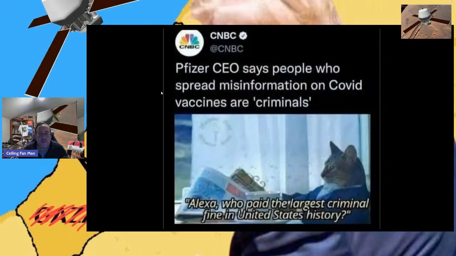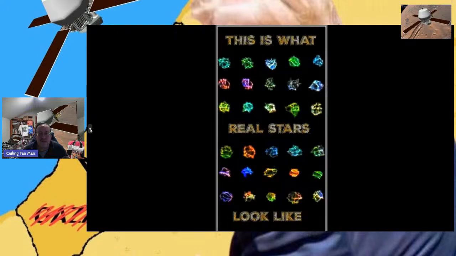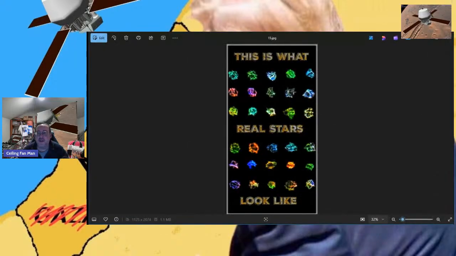The Pfizer CEO says people that spread misinformation are criminals. And then you should do this. Alexa, who paid the largest criminal fine in U.S. history? And then we talked about Johnson & Johnson, what they did with Band-Aids. What's this? Oh, shoot. That reminds me. How do we get out of this? Get out of that. See, we covered that.